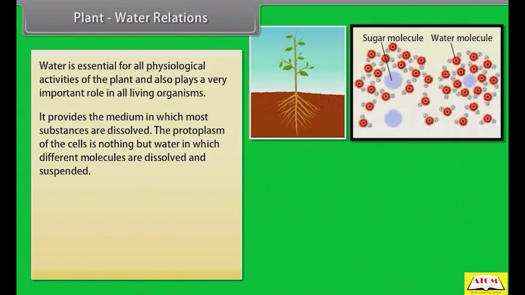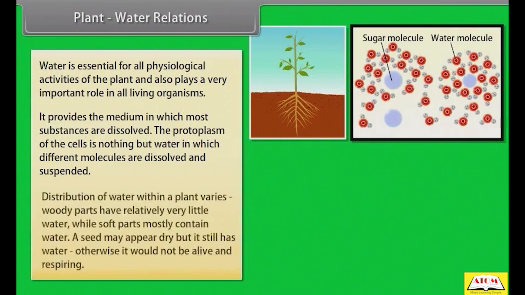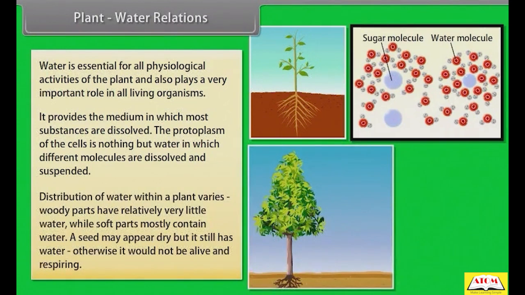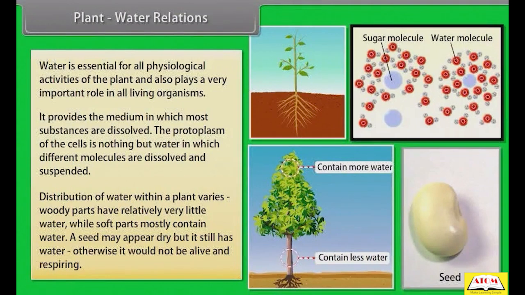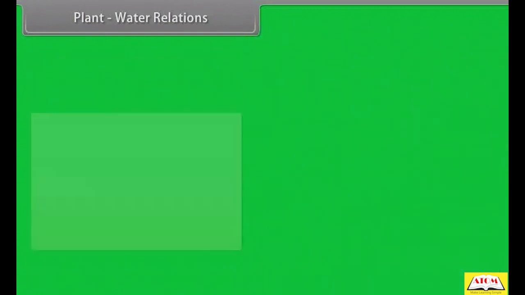Most herbaceous plants have only about 10 to 15% of its fresh weight as dry matter. Of course, distribution of water within a plant varies. Woody parts have relatively very little water, while soft parts mostly contain water. A seed may appear dry, but it still has water. Otherwise, it would not be alive and respiring.